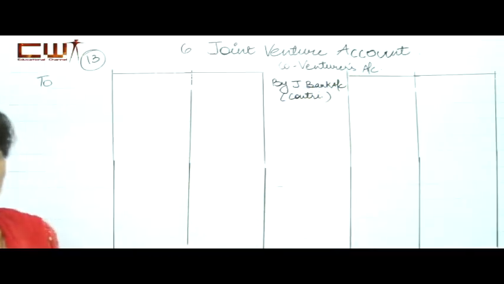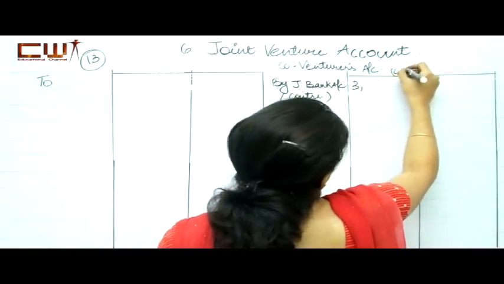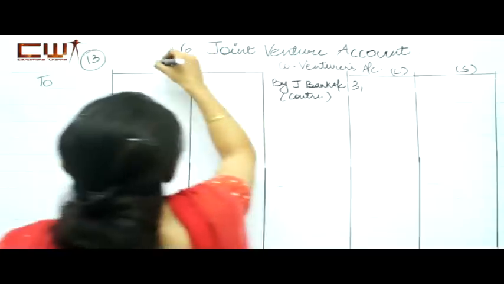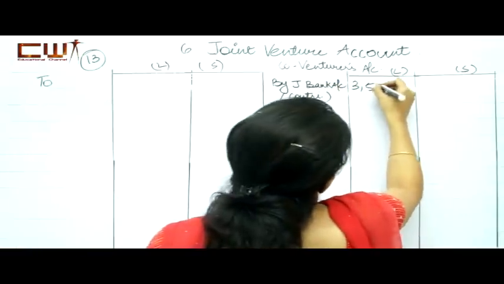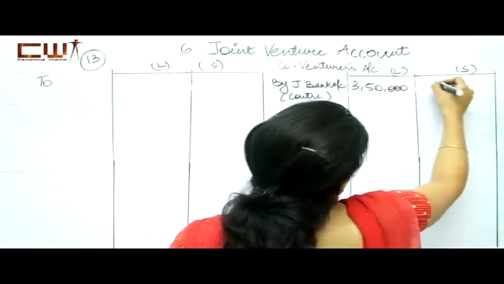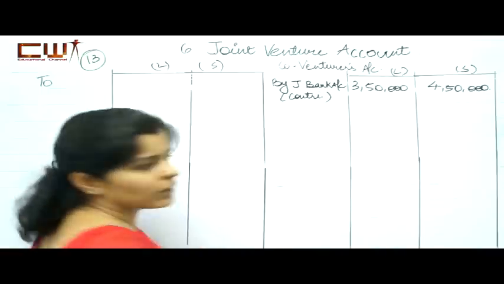How much are they getting the money? 3,50,000 and 4,50,000. This is Latika and this is Swapna. So 3,50,000 and 4,50,000. Alright. What is next?